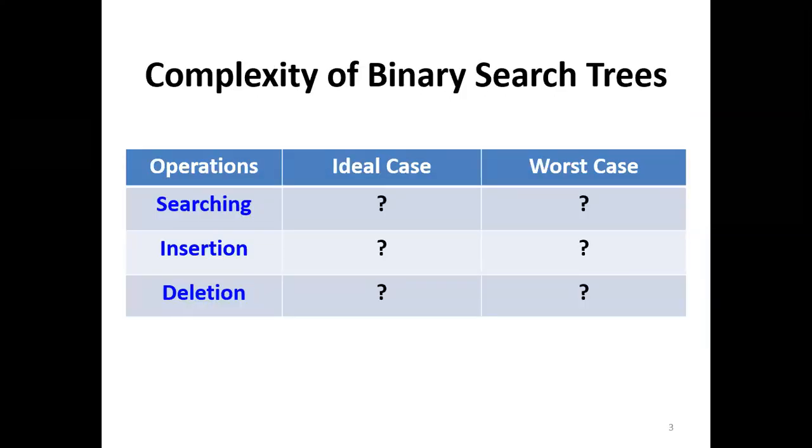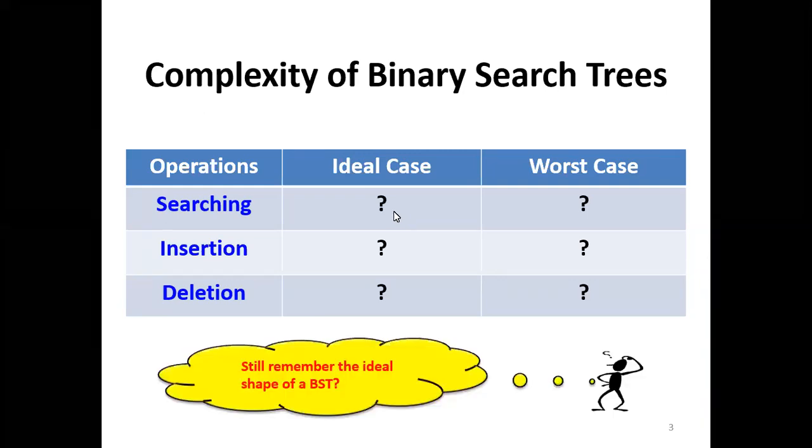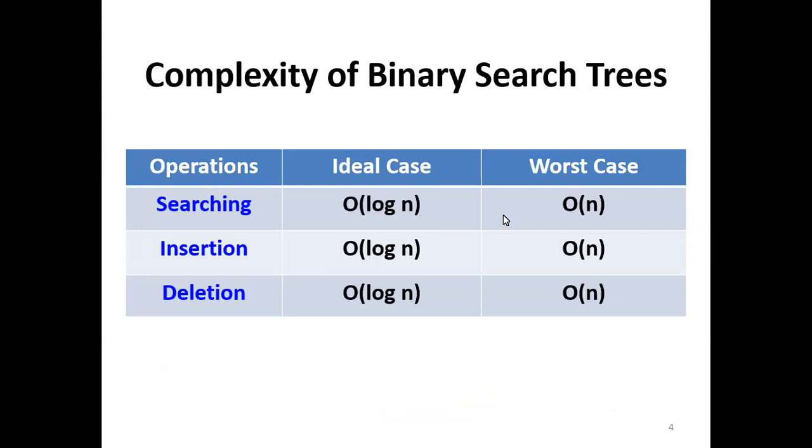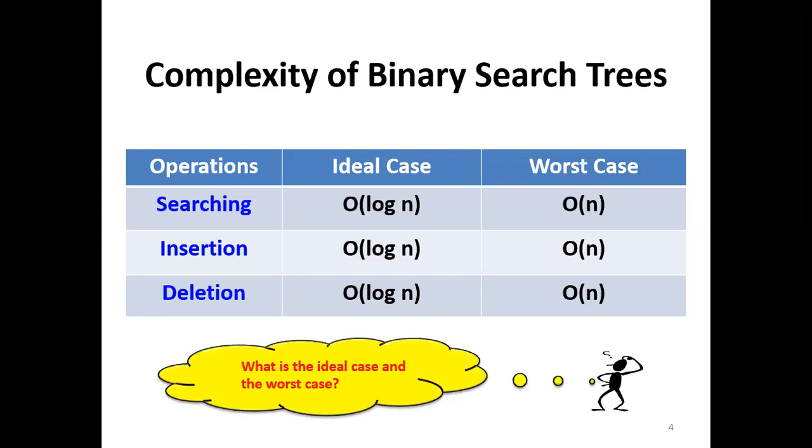Before we go further, let's have a look at the complexity of a binary search tree. Assuming we want to perform operations such as searching, insertion, and deletion on a binary search tree, the ideal case scenario is when the complexity is of the order of log n. But the worst case scenario is when the complexity is of the order of n. In that case, we need to iterate through all the nodes within the tree before we get the value that we are searching for.